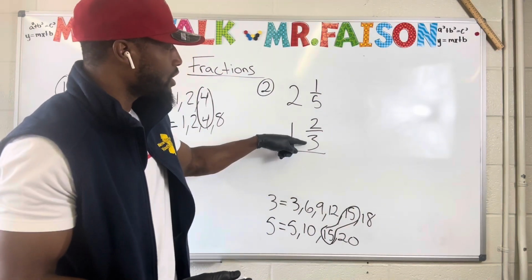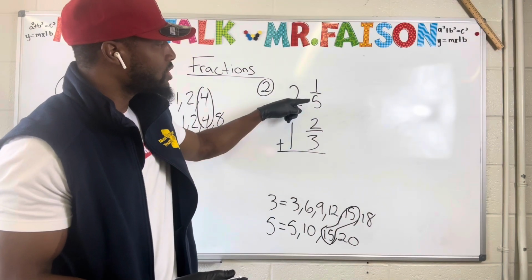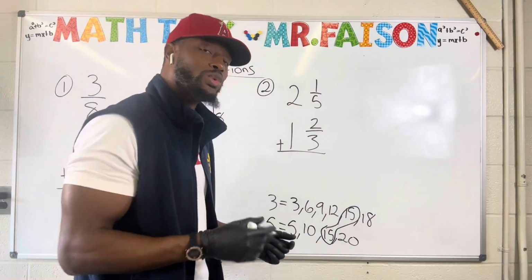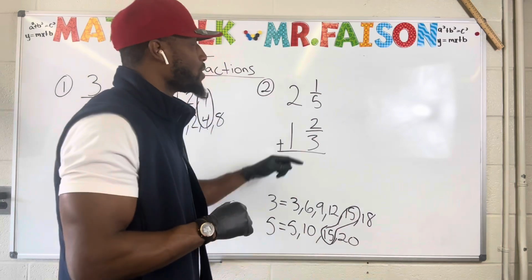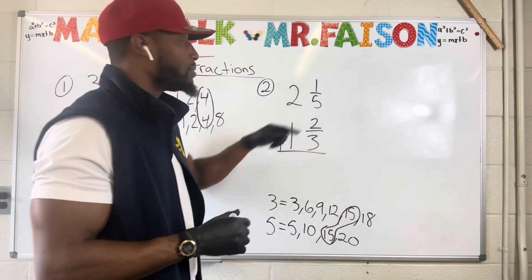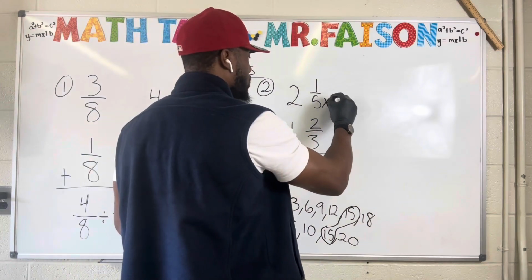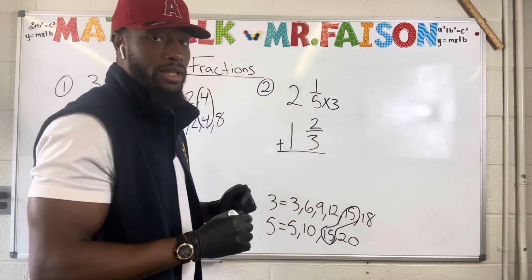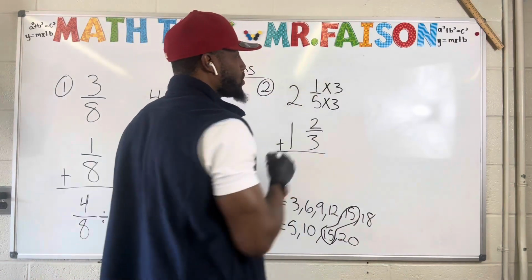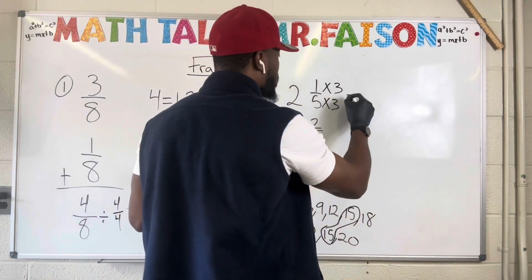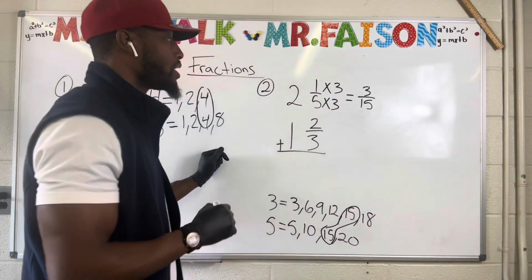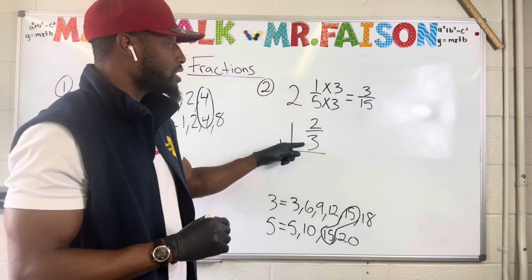Now that I know it's 15, I need to turn this 3 into a 15, and I need to turn this 5 into a 15. How do I do that? Take this walk with me. To turn this 5 into a 15, I'm going to multiply it by 3. Whatever I do to the bottom, I have to do to the top, so I'm going to multiply that by 3 as well. This now will become 3/15.